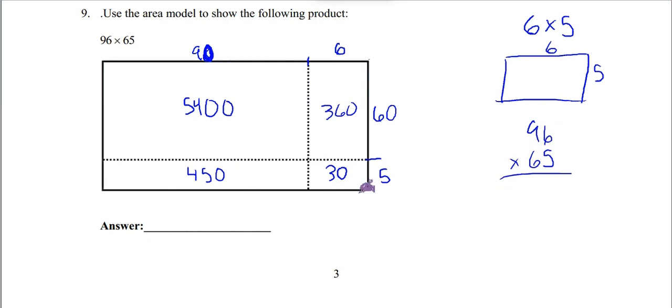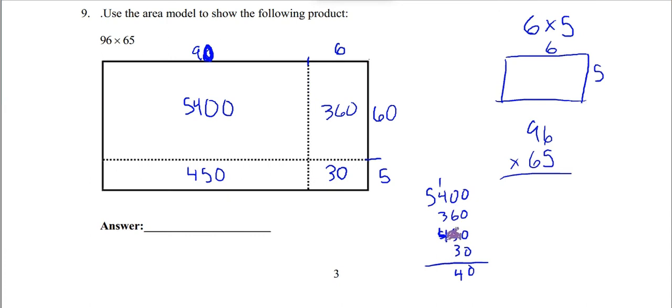That kind of puts these steps together, but we can do them this way too. 5400 plus 360 plus 450 plus 30. That's zero tens. That's handy, right? This happened to give us no ones. 6 plus 5, that's 11, plus 3 is 14. Okay, that's actually 140, what we just got.